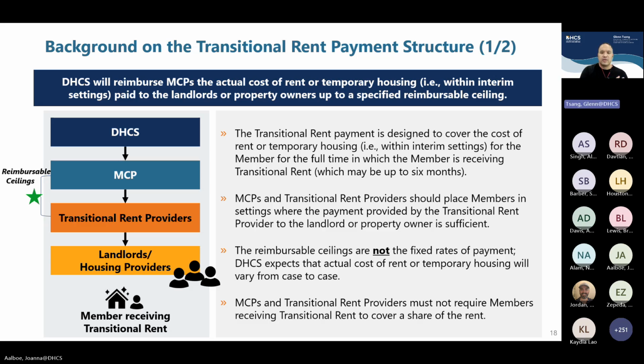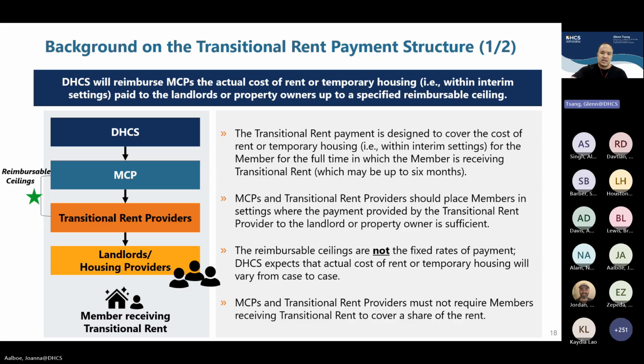Okay, so some more background on the transitional rent payment structure. First, I want to provide that DHCS will reimburse the MCPs for the actual cost of rent or temporary housing up to the reimbursable ceiling established in the payment model. As mentioned previously, the reimbursable ceilings are not fixed rates of payments, and the actual costs of rent or temporary housing will vary case by case.